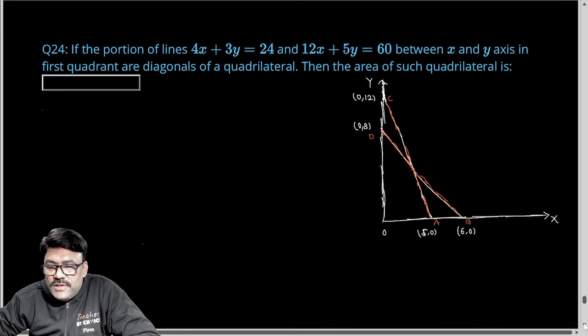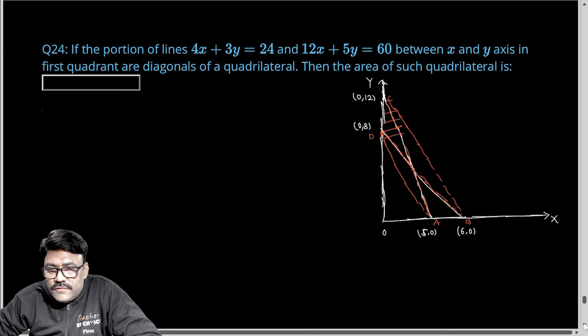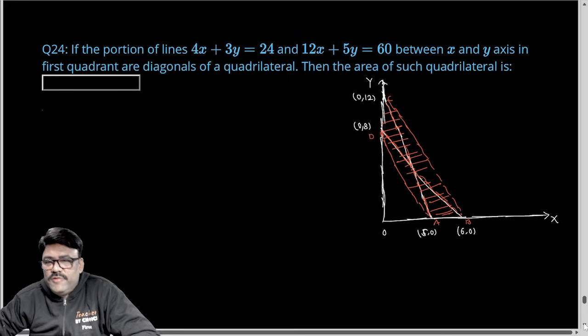And these are diagonals. So your quadrilateral will look like this if you join this point and this point. So this is your quadrilateral, ABCD. The diagonals are AC and BD. You have to get the area of this quadrilateral ABCD.